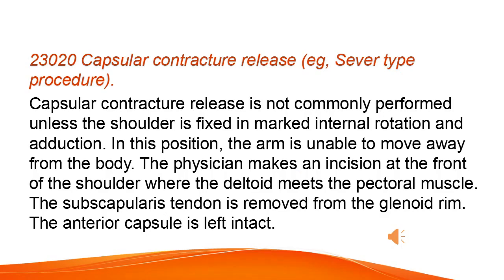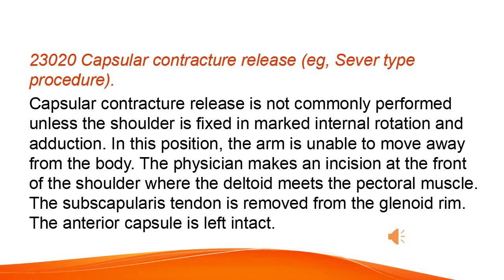Capsular contracture release, e.g., Sever type procedure. Capsular contracture release is not commonly performed unless the shoulder is fixed in marked internal rotation and adduction. In this position, the arm is unable to move away from the body. The physician makes an incision at the front of the shoulder where the deltoid meets the pectoral muscle.